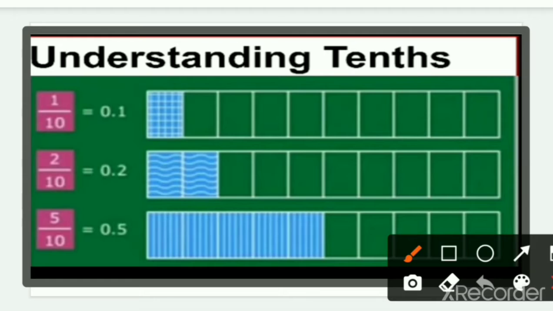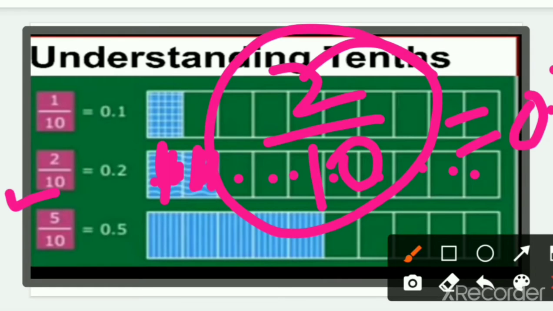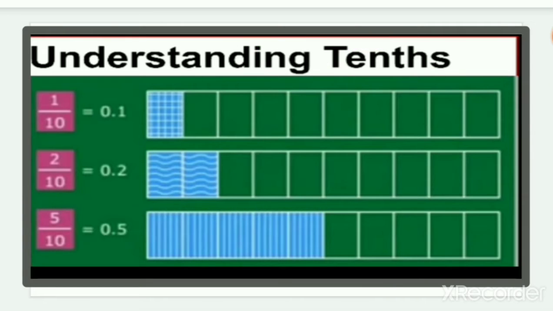Now moving to 2/10, it means a total of 10 sections are here, and out of that 2 sections are fully covered. Two parts are fully covered. So while dividing 2/10, we will have 0.2, right? Yes, the same way we can do the next part.